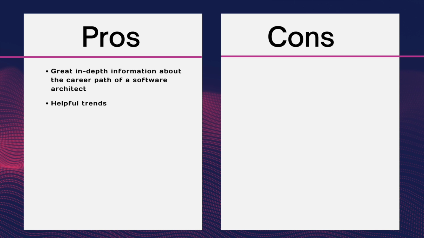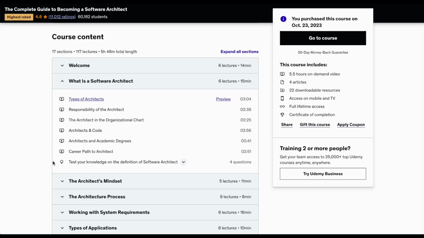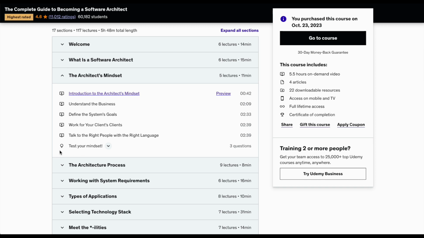I also really liked how he showed a lot of the trends and where to look for the trends in determining a tech stack. So he puts a lot of considerations in how you should evaluate which tech stack to choose. He also provides a really good summary of each section, and he tells you what to expect in future sessions if it's related. Here, each part is a different section, and at the end of this section, he'll have a summary and a test to make sure that you understand everything in each section.